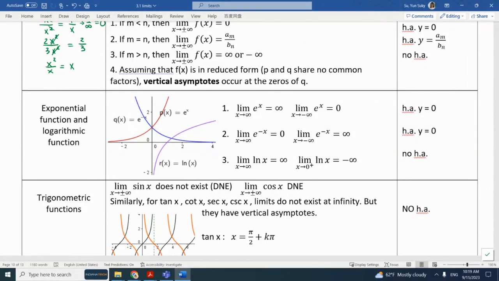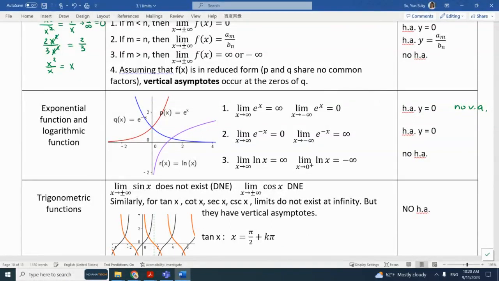So, therefore, the limit as x goes to infinity is infinity. When x goes to minus infinity, do you see we approach 0? Yes? So that's why the horizontal asymptote is y equals 0. And we don't have vertical asymptotes. So no vertical asymptotes in this case.